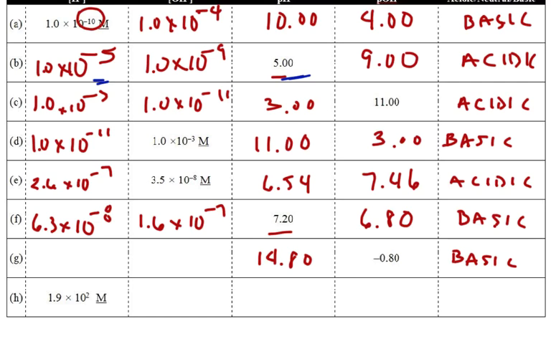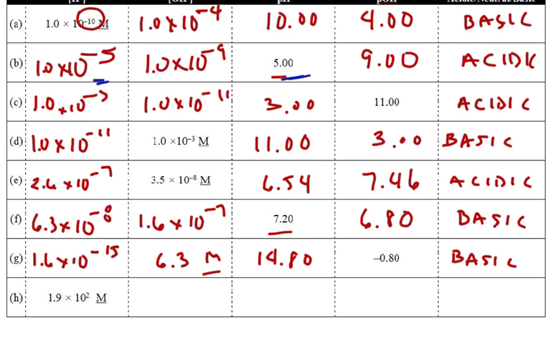Okay, if I say 10 to the negative 14.8, I get 1.6 times 10 to the negative 15, which is a very dilute solution. And my 10 to the negative 0.8, which will be 10 to the 0.8, is 6.3. And remember, these are all molarities. That's a very concentrated basic solution.